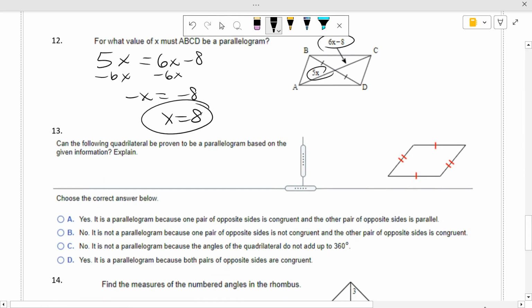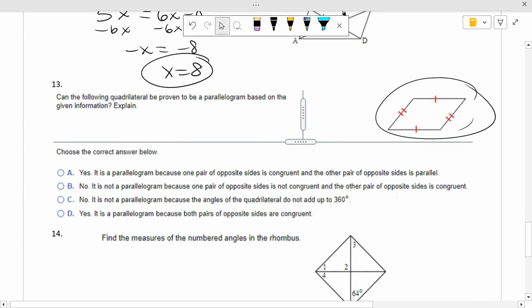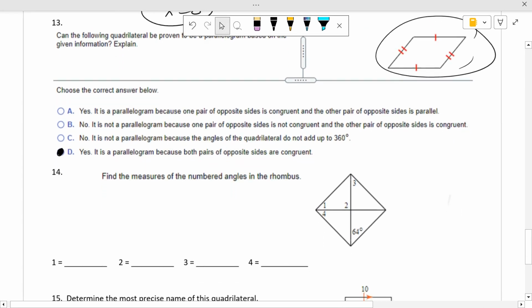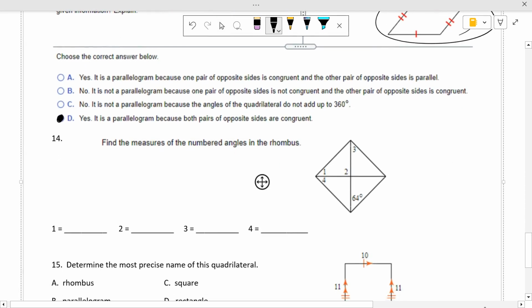Is this a parallelogram if we see this much? Yes or no? Yes, that's one of the properties of a parallelogram, that both pairs of opposite sides are congruent. So it is choice D. It's choice D. Okay, here's a rhombus.